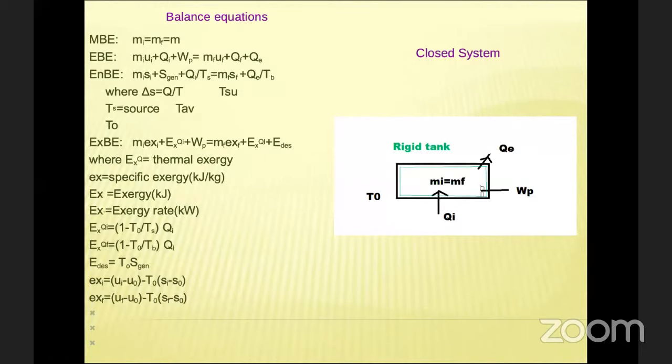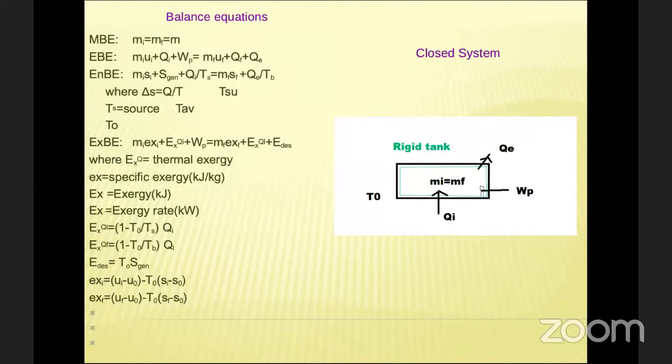This is equal to, it will cause some change in the system, right? So that is called m_f E_x,f, right? Plus, look at this diagram, some heat is leaving to the surrounding, plus E_x,Q_L, that is thermal exergy lost to the surroundings because of the heat transfer, plus exergy destruction. In any system there will be exergy destruction like the entropy change. Okay, so that we have to take into account. So where E_x,Q is the thermal exergy, if I use the small letters, that is called the specific exergy.